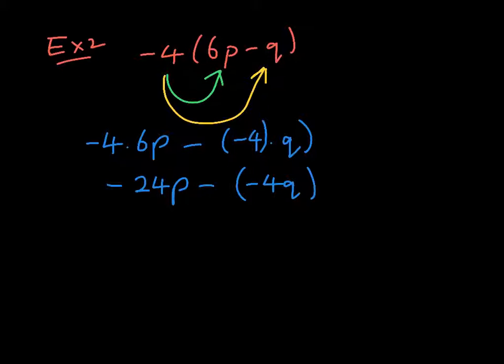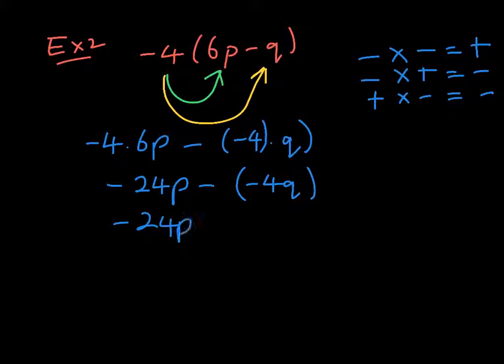So now negative multiplied by negative. When you have negative multiplied by negative, it gives you positive. When you have negative multiplied by positive, it gives you negative. When you have positive multiplied by negative, it gives you negative. Okay, so in this case we have negative multiplying negative, that should give us positive. So that's going to be negative 24b plus 4q. So we can rearrange this because we don't want the negative to be in front, so we can write it as 4q minus 24b.